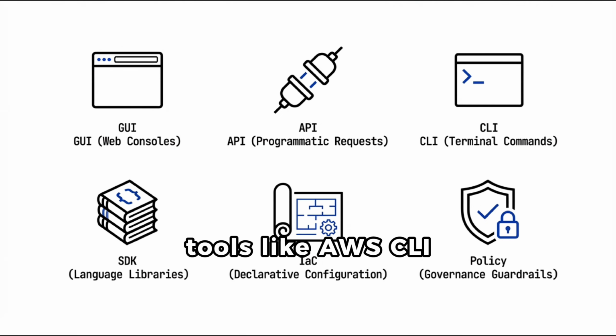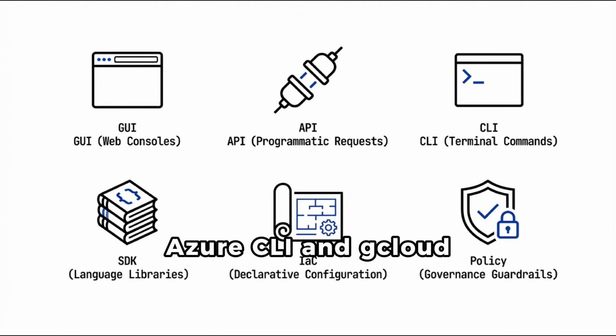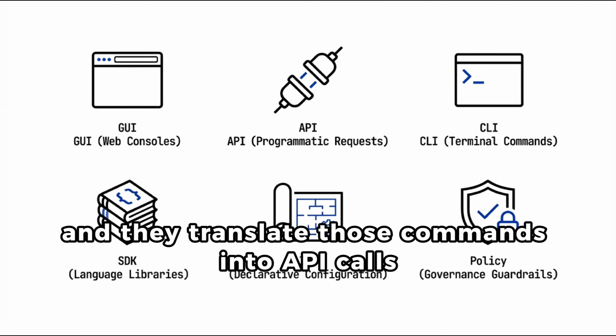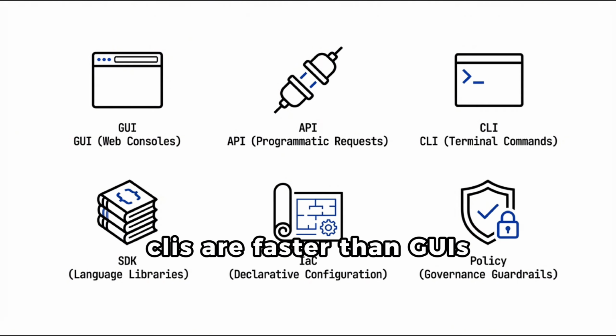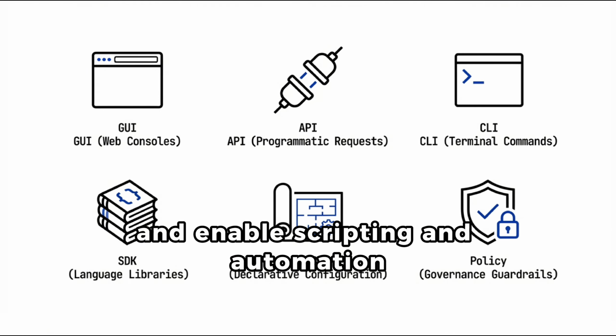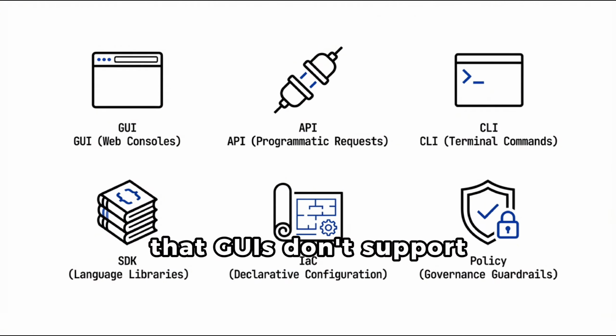Third, command line interfaces, CLIs. Tools like AWS CLI, Azure CLI, and gcloud provide terminal-based access to cloud services. You type commands, and they translate those commands into API calls. CLIs are faster than GUI consoles for experienced users and enable scripting and automation that GUIs don't support well.